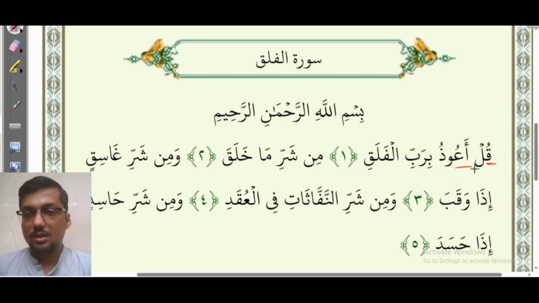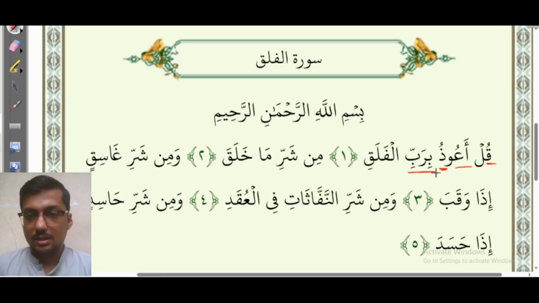A'udhu, a'udhu. Next letter we have to focus on is letter Zal. As we know, Zal is a light letter. We have to produce it lightly and avoid mixing the sound of this letter with letter Za. So how to read this word? A'udhu, a'udhu.